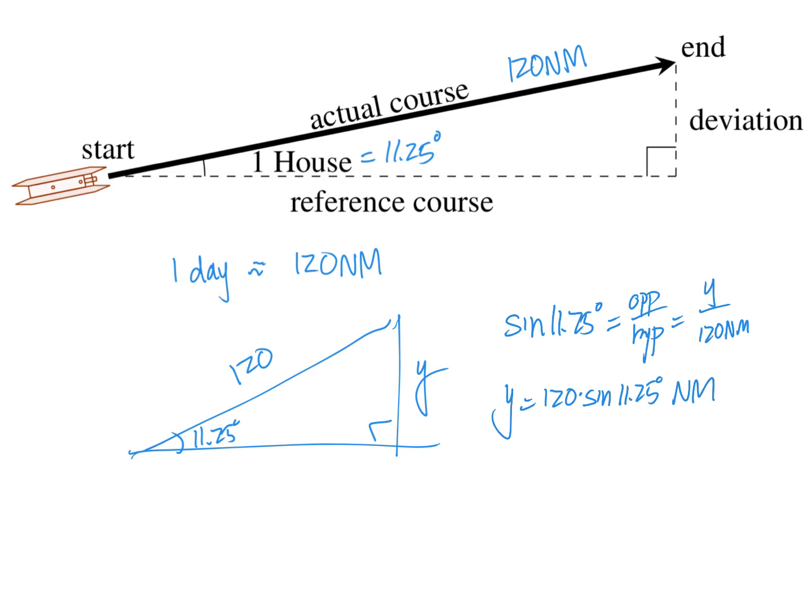So go ahead, multiplying this out on the calculator, sine of 11.25 times 120, we get y is approximately 23.4 nautical miles. So if you've deviated by one house after sailing for one day, you will be 23.4 nautical miles off course.